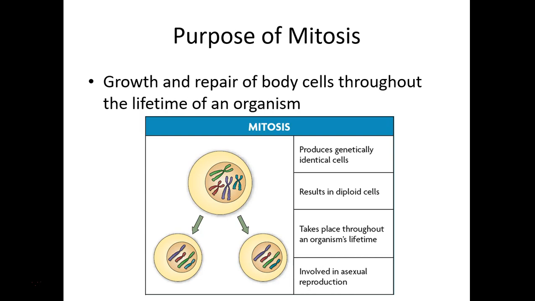So those two daughter cells are exactly the same, and they are diploid, so they will have two sets of chromosomes. Mitosis is involved in asexual reproduction, so organisms that are able to reproduce all on their own will use mitosis to produce more cells that they can separate from their body and now have an offspring or a copy of themselves.